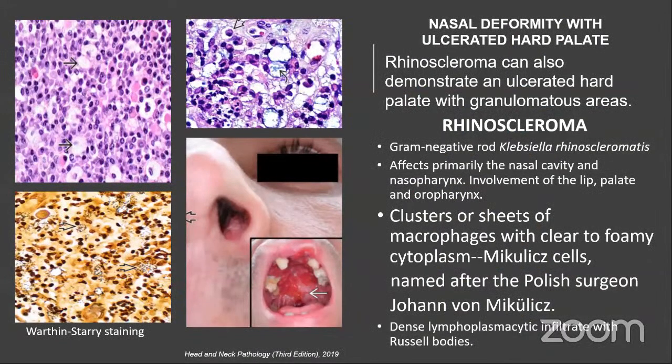What are some of the other conditions in which we see foam cells? The two main ones that we looked at, most of the work that is done on foam cells is done on atherosclerotic plaques and in tuberculosis. But we also see foam cells in other settings. And what are these settings? In rhinoscleroma, which is a disease caused by Klebsiella rhinoscleromatis, which can affect the oral tissues as well, we see clusters of macrophages which have clear to foamy cytoplasm, and these are referred to as Mikulicz cells in this particular setting.